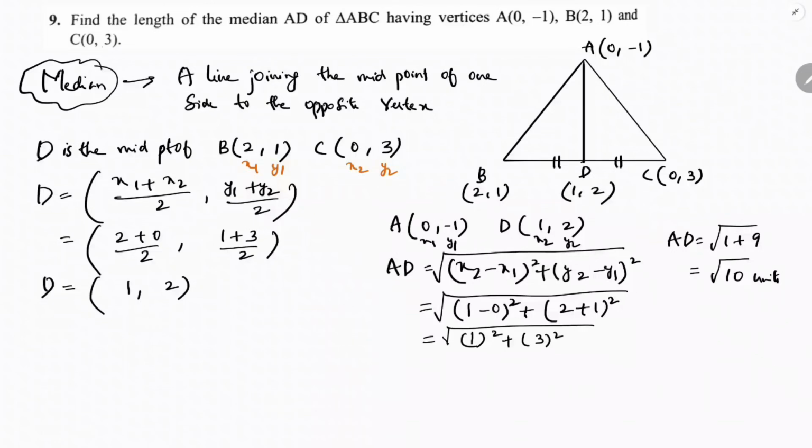So to find the length of the median, first find the midpoint, then find the distance. Find the length of the median AD. So here, the length of the median AD is root 10 units.